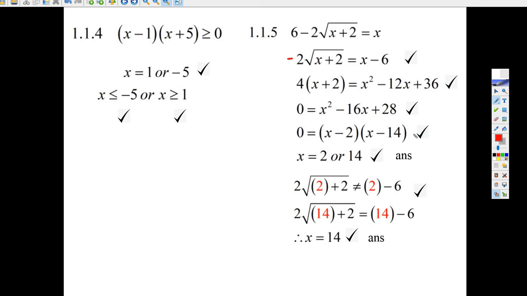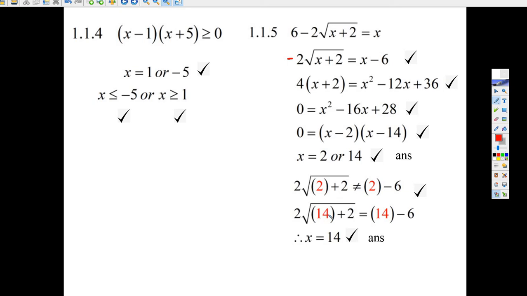You factor this: 2 times 14, negative and negative make plus 28, and minus 2x and minus 14x make minus 16x. So there's your two solutions, 2 or 14. But when you square a square root like this, you've got to check the answers. And if you put 2 in there, the square root of 2 plus 2 is 4, and 2 times 4 is 4, but 2 minus 6 is negative 4. And 4 doesn't equal negative 4, so 2's not a solution.